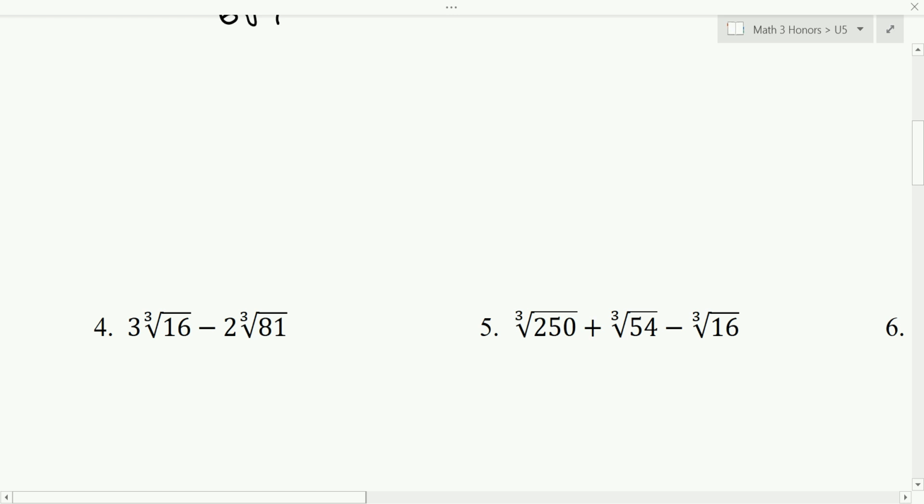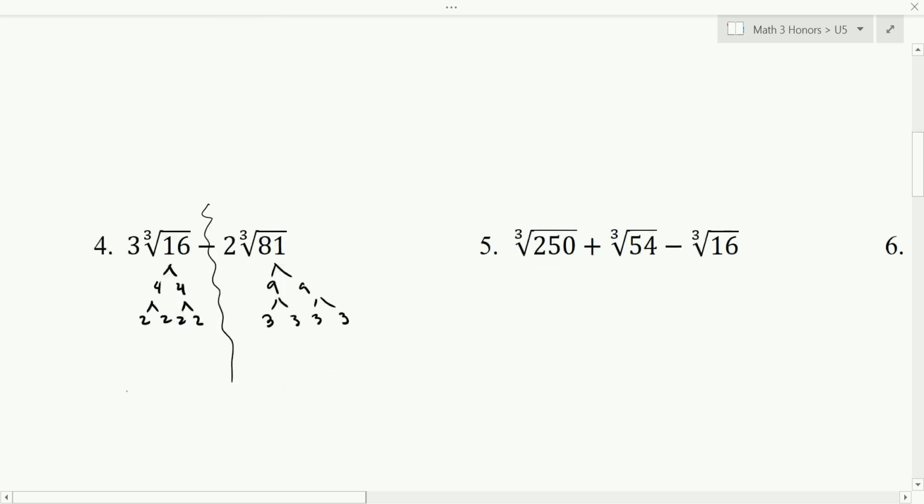So this is 16, which is 4 times 4, or 2 times 2 times 2 times 2. And 81, 9 times 9, or you get four 3s. Be careful, from the last lesson, we just grouped everything. We cannot group everything in this one. Please keep them separate and keep that minus sign between them. And so in a sense, you have 2 separate problems here.